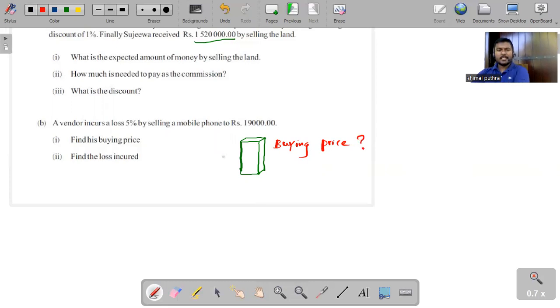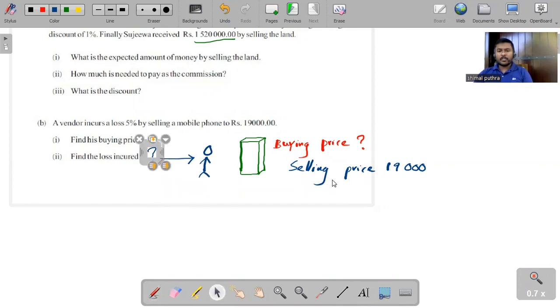We don't know the buying price, but we know the selling price. It is 19,000. There is a businessman. He got this phone from another person. That is the buying price. We don't know what that exact value is. And he sold this one for 19,000. So we ask, what is the buying price of this one?